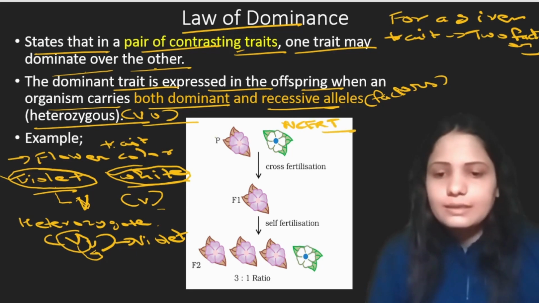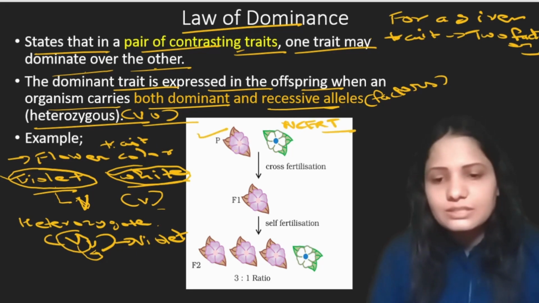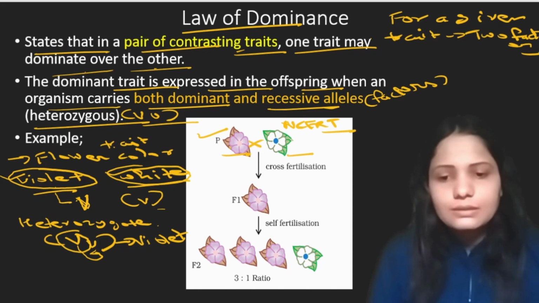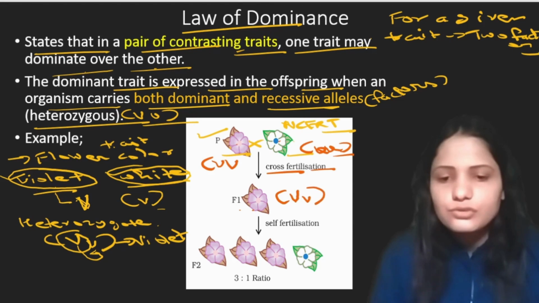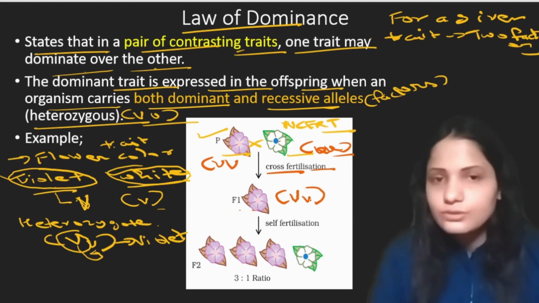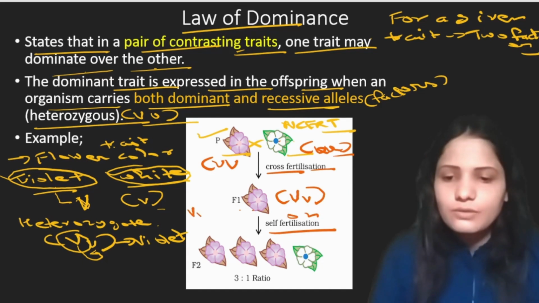Here if you see, we have the parental generation. These are the parents. One is violet and second is white. For violet we can write capital V, capital V, and for white color we can write small v, small v. On cross fertilization, what will we get? We will get the F1 generation, and the F1 generation will be capital V and small v. After self fertilization, what will we get? Self fertilization means this same is crossed. Okay, this is self fertilization.